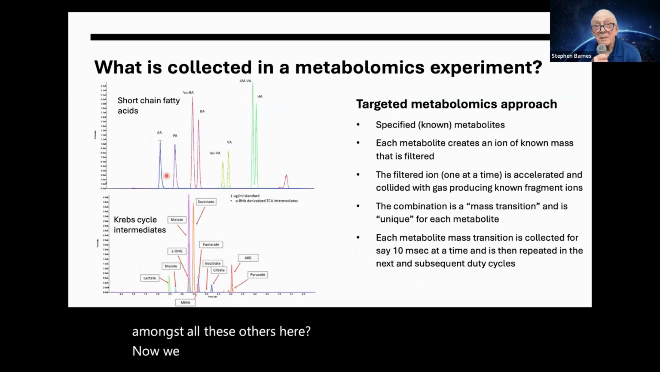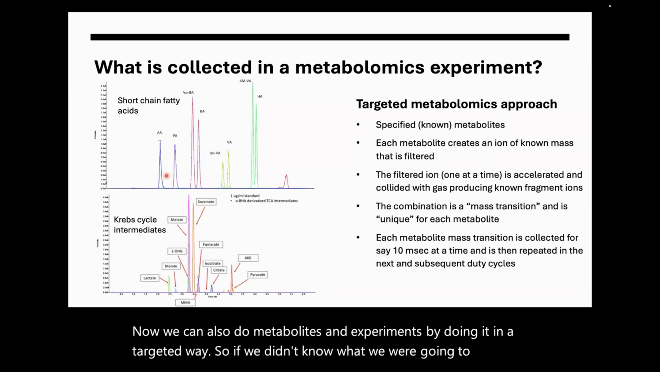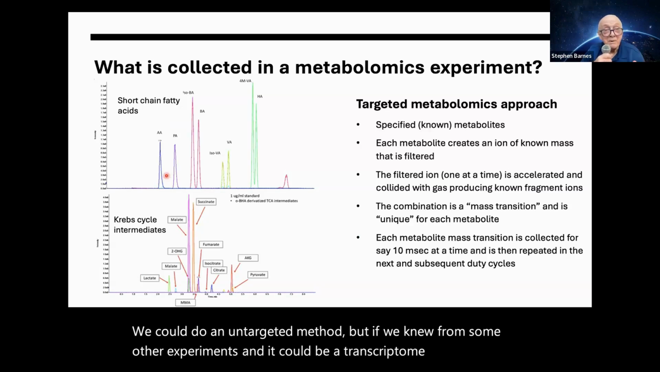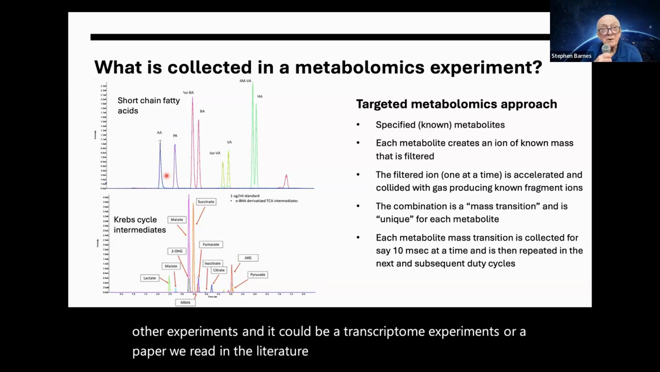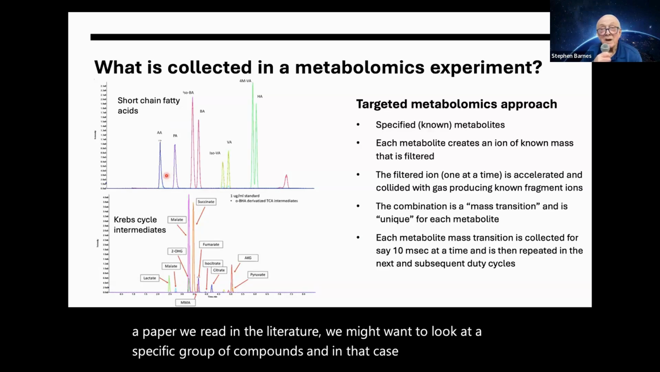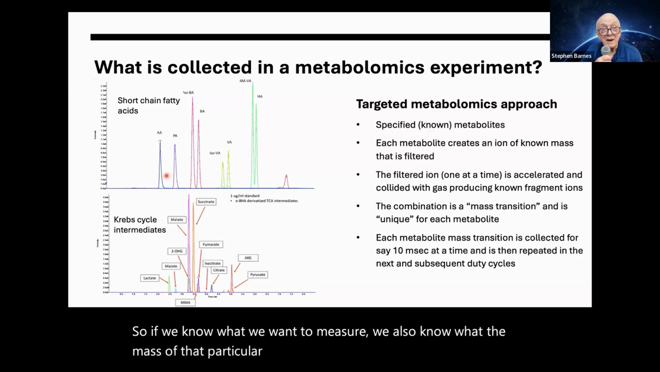Now, we can also do metabolites in experiments by doing it in a targeted way. So if we didn't know what we were going to find, we could do an untargeted method. But if we knew from some other experiments, and it could be a transcriptome experiment or a paper we read in the literature, we might want to look at a specific group of compounds. And in that case, we do targeted metabolomics analyses. So if we know what we want to measure, we also know what the mass of that particular compound will be as an ion.